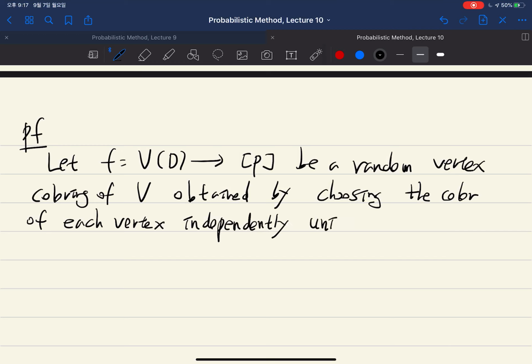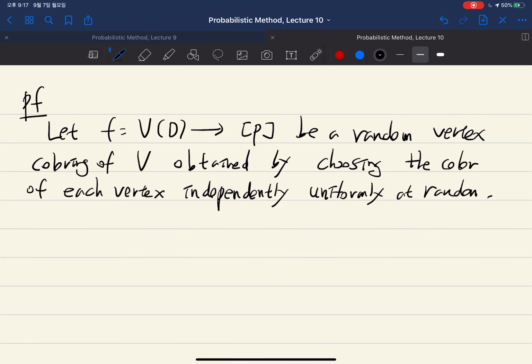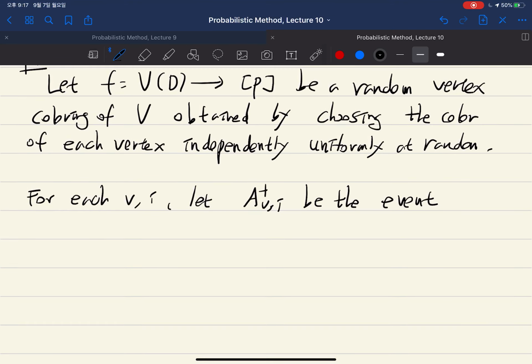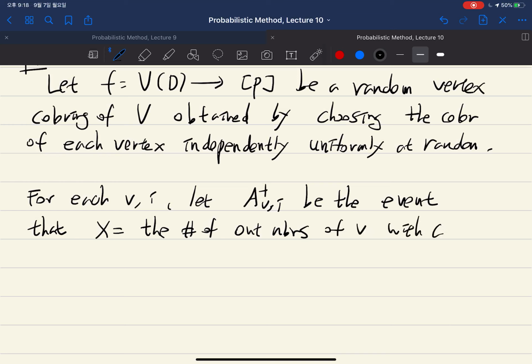Independently, uniformly at random. And for each v and i, let A plus v i be the event that, say, the number of out neighbors of v with color i is not this.